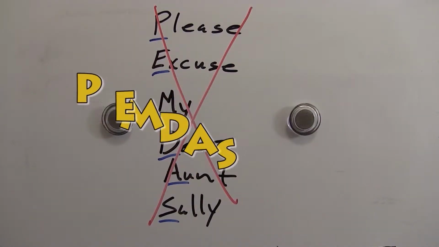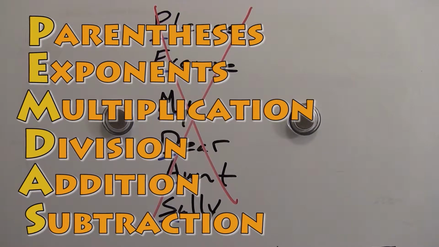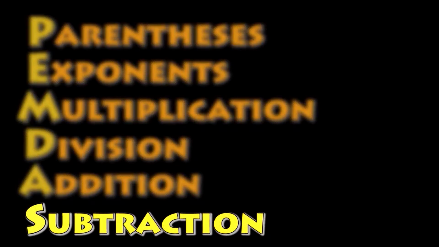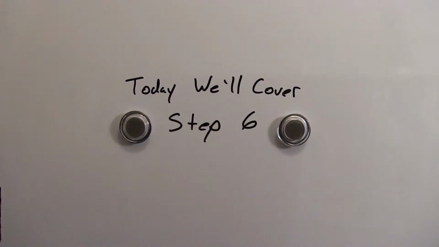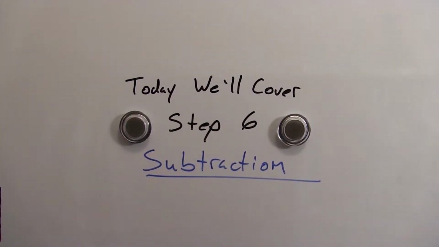PEMDAS actually means parentheses, exponents, multiplication, division, addition, and subtraction. 6 very important arithmetic operations. When more than one of these symbols is present in an equation, PEMDAS is the order you'll solve them in. Over this and the next 6 videos, we'll discuss each operation, but today we'll start from the bottom and talk about 5 things you need to know about subtraction.